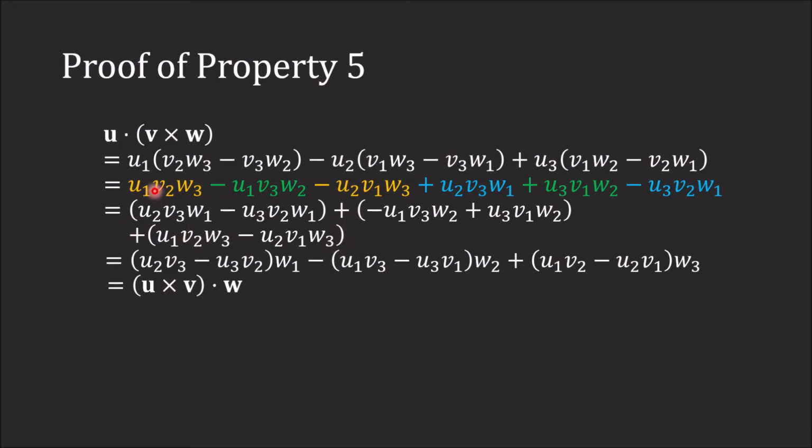Out of this first grouping, we can factor out a W1. Second grouping, we can factor out a W2. Third grouping, we can factor out this W3. Well, this is U cross V dotted with W.